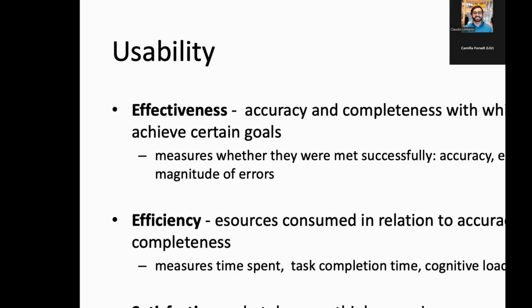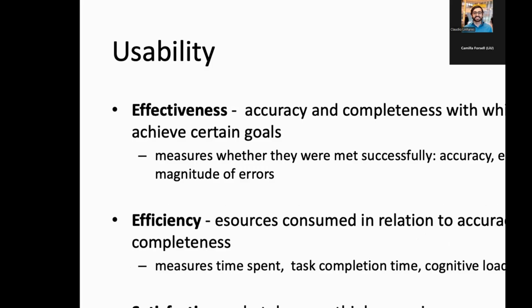And here is an explanation of what this actually means. Effectiveness is about accuracy and whether you can do things or not, if you can reach your goals. If you can, what does it take? Here we often measure how much time we spent on task completion, or we can measure cognitive load, for example.